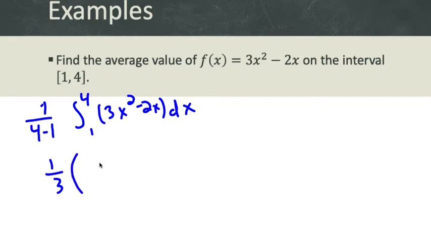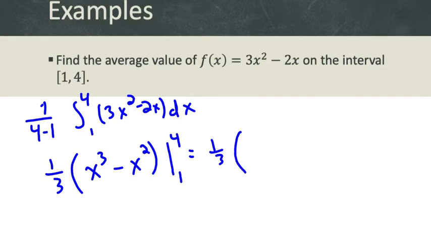Take your integral. Hopefully we can do these kind of quickly shorthanded here now that we've done a few of them. So 3x squared, the integral of that would be x cubed, minus the integral of 2x would just be x squared. And we're going to evaluate this from 1 to 4. So again, I'm going to leave my 1/3 out front and plug in my numbers. So 4 cubed gives me 64, right? 4 times 4 is 16, times 4 is 64. Minus 4 squared is 16.